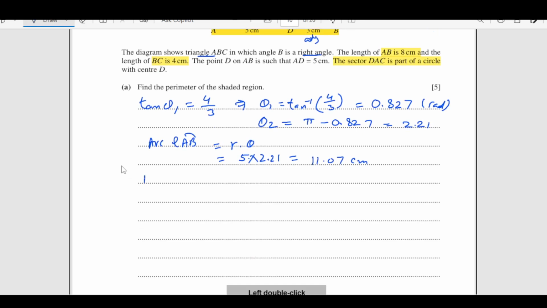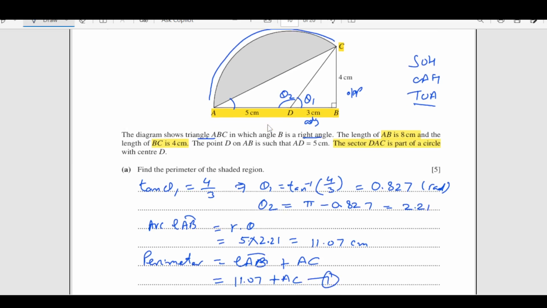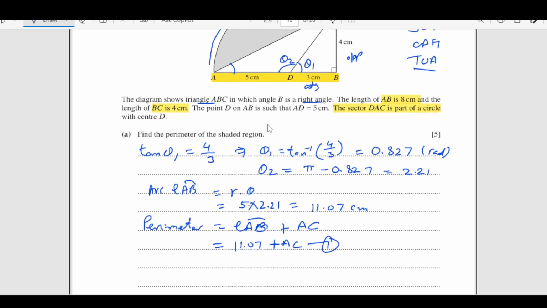Now we are looking for the perimeter. The perimeter is going to be the length of the arc, which we have found, 11.07, plus the length of the line AC. But we still do not have AC, right. So let me just call this equation 1. Now, to find AC we can take this full triangle from here, right. Then AC is going to be found by using Pythagoras theorem.